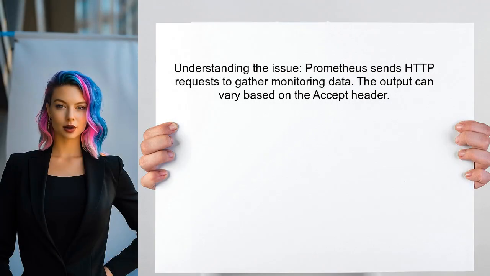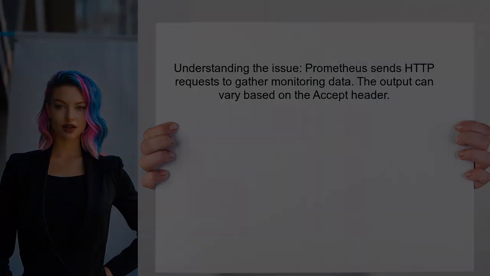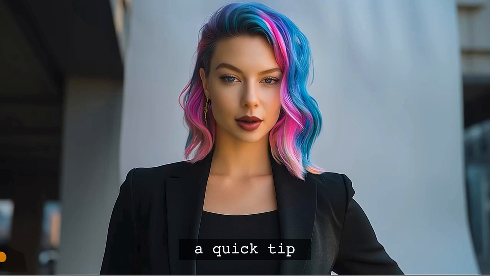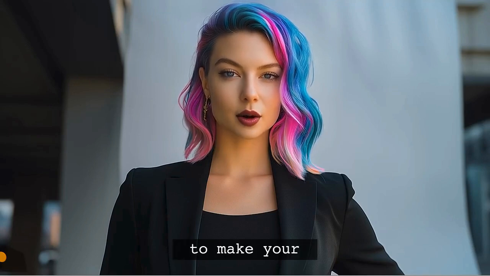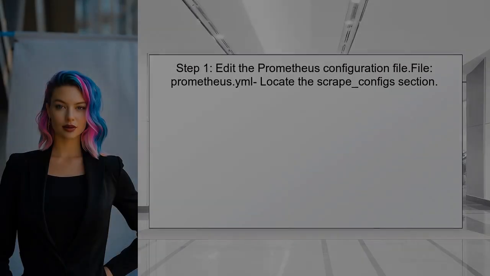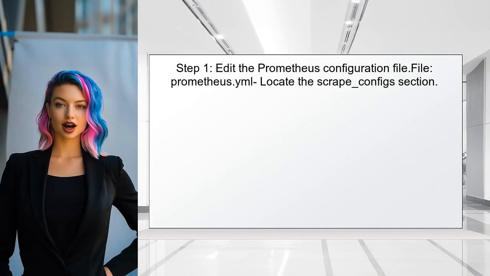To understand the issue, we need to recognize that Prometheus sends HTTP requests to gather monitoring data. The output can vary based on the accept header, which is essential for ensuring the correct data format is returned. Stay with me, because at the end of this video, I will share a quick tip that can make your API integrations even smoother.